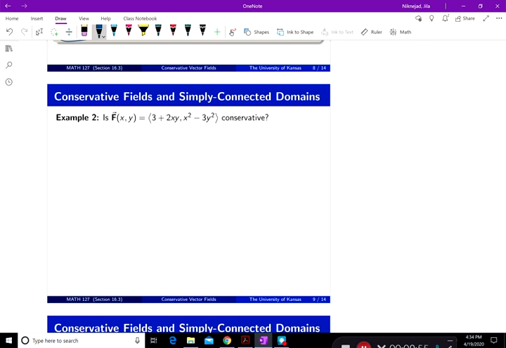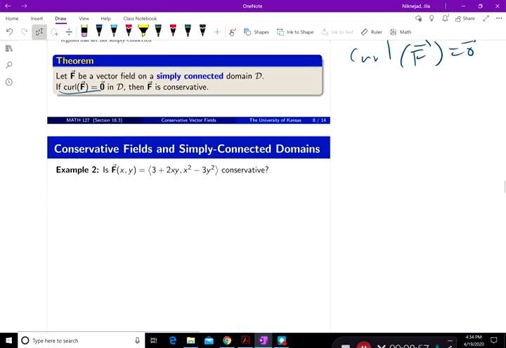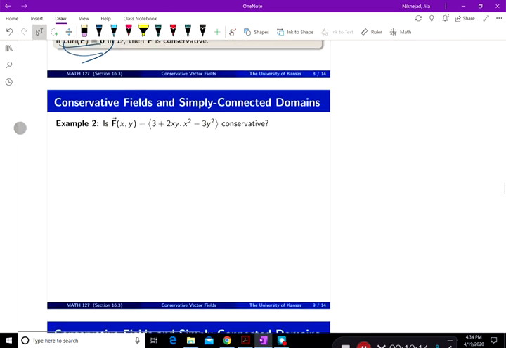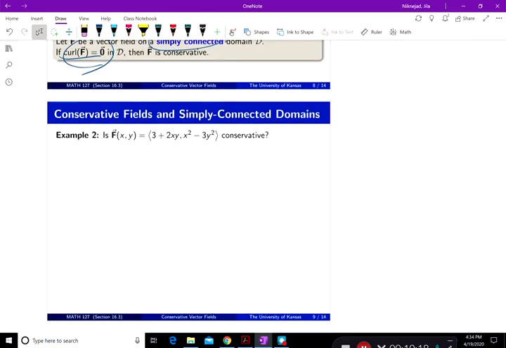And so what I need, again, up here, to make sure that field is conservative, we need two important sections. Curl of F has to be 0 and F has to be defined on a simply connected domain, or continuous on a simply connected domain. These are the elementary functions, both of them.